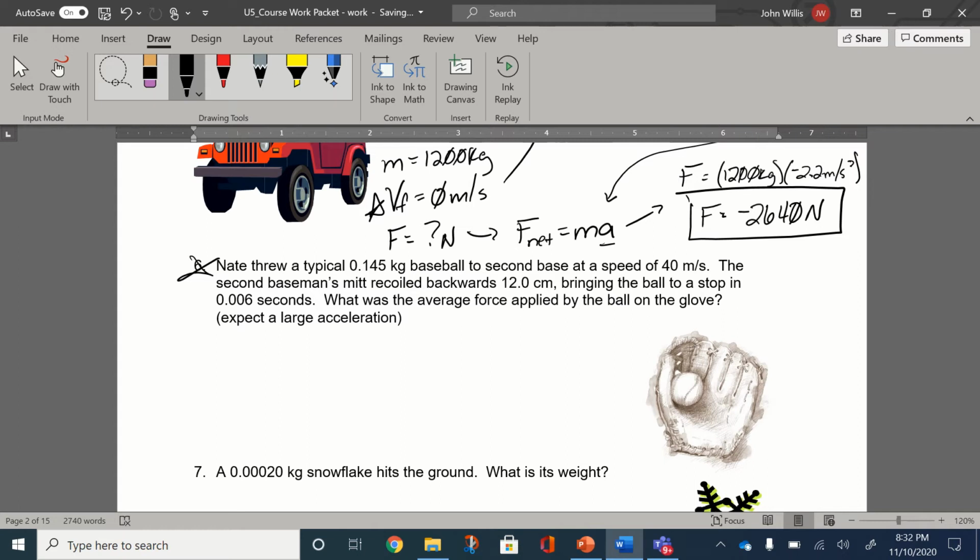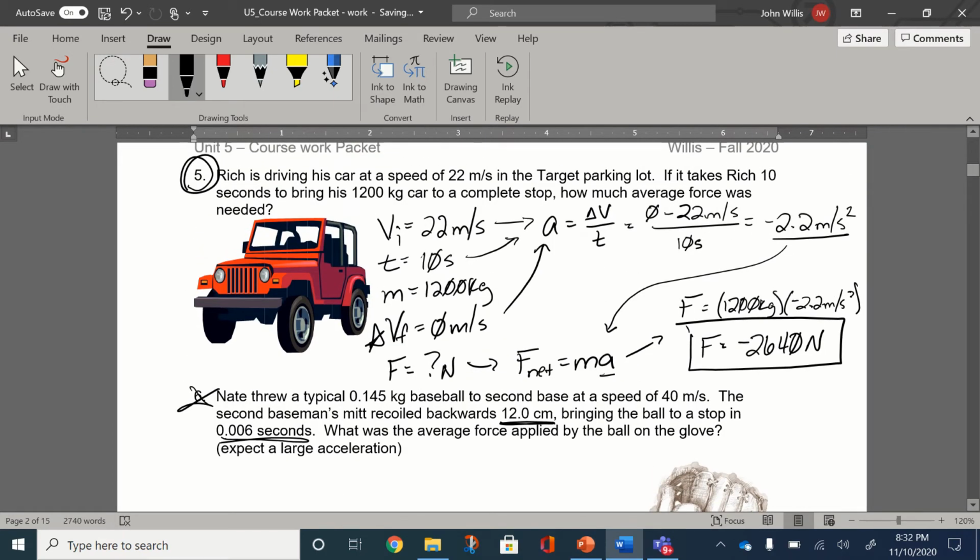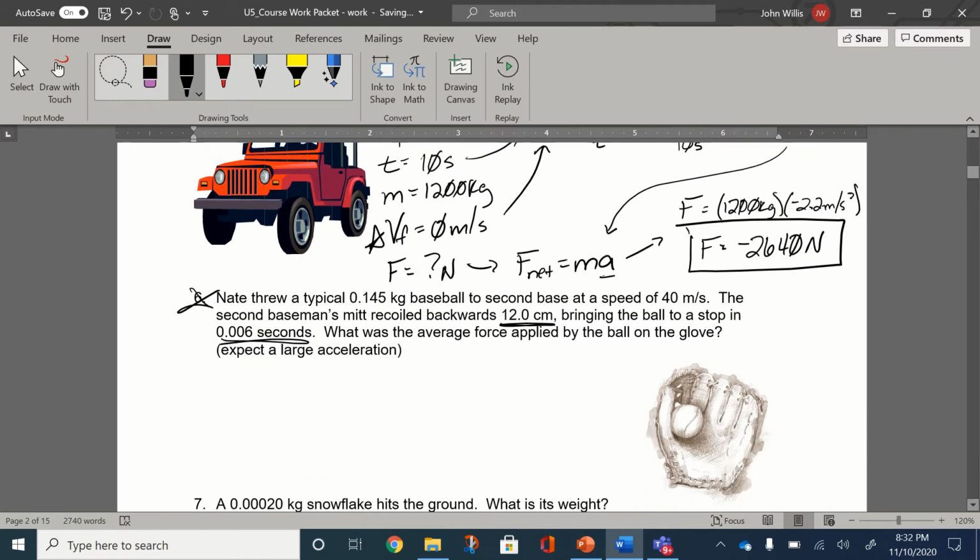Really, you've got multiple options because I give you both the distance the mitt recoils and the time that it took for that recoil and that object to come to a stop, in this case the baseball. You can use VF equals VI plus AT, like I did in the last problem for number 5. Because you've got a distance, you can use VF squared equals VI squared plus 2AD to get your acceleration. Or, quite honestly, because you know time, distance, and your initial speed, you could use d equals VIT plus 1/2 AT squared, if that's something that you want to do. All of those ideas are perfectly fine.